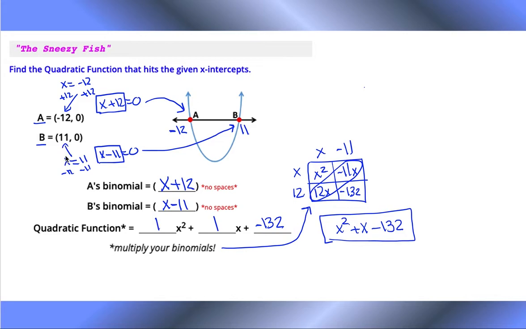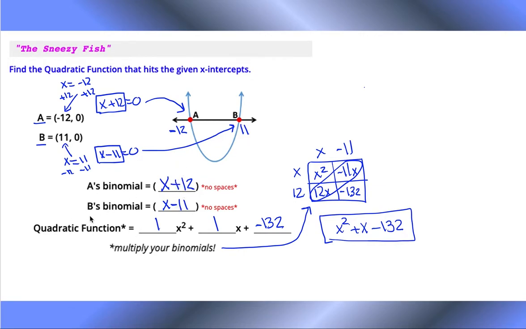Same thing with 11. If I have x equals 11 as the intercept, to set it equal to 0, you would add 11 to both sides. So now I have x minus 11 equals 0. Together, if I graph these binomials, they would hit -12 and +11. So A's binomial would be x plus 12, the opposite, and B's binomial would be x minus 11, the opposite. So again, there's the opposite trick. If you want to hit a certain x coordinate, you just have it as the opposite in your binomial.